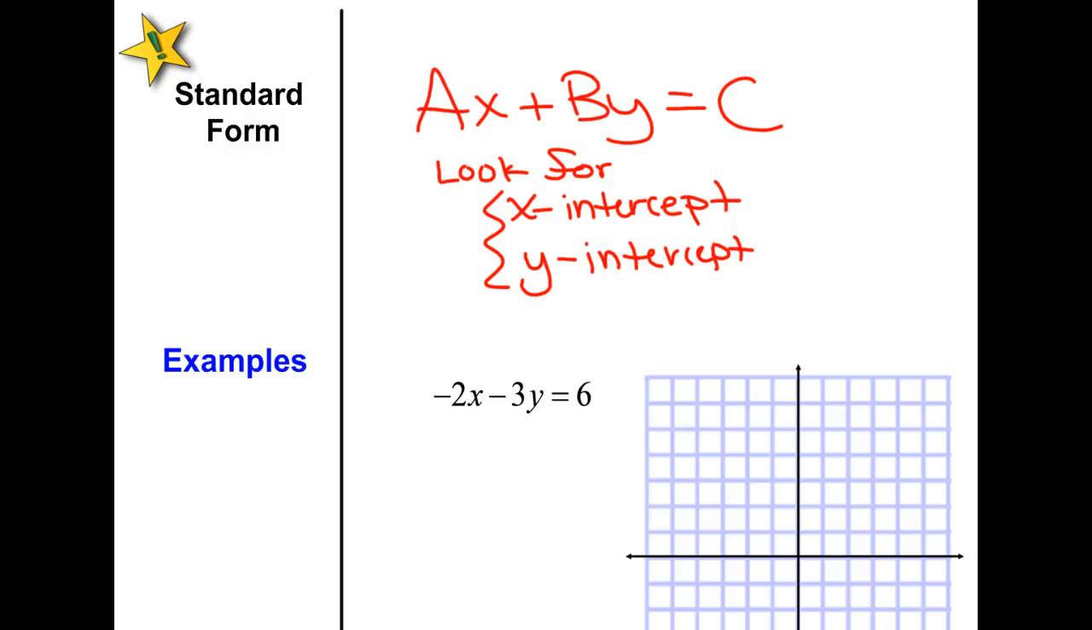There's some things that we need to make sure we know about the x-intercept and the y-intercept. When we're on the x-intercept, always, no matter where we are, we don't go up or down at all, right? So our y is always going to equal 0. And when we're on the y-intercept, our x is going to equal 0.